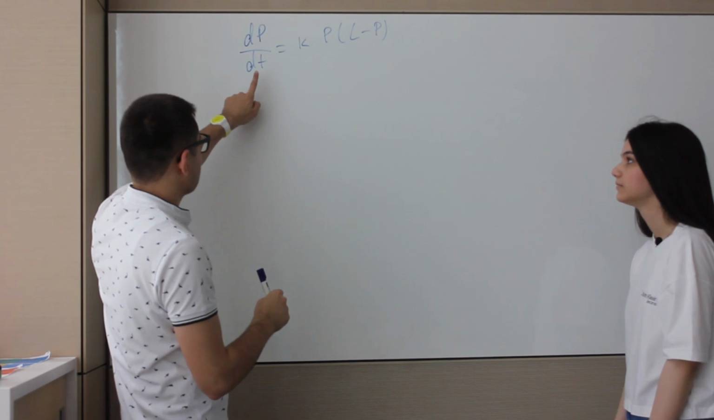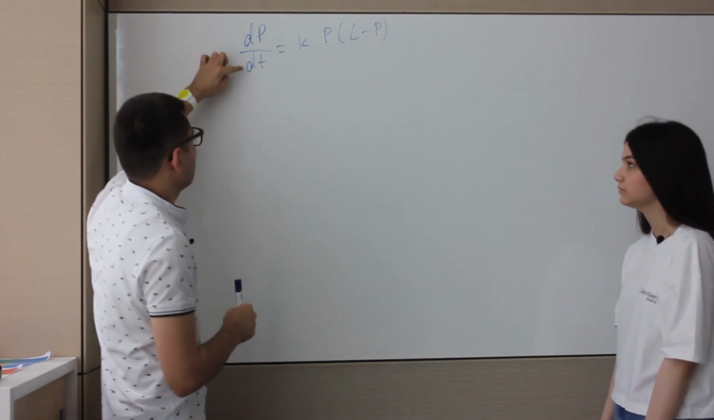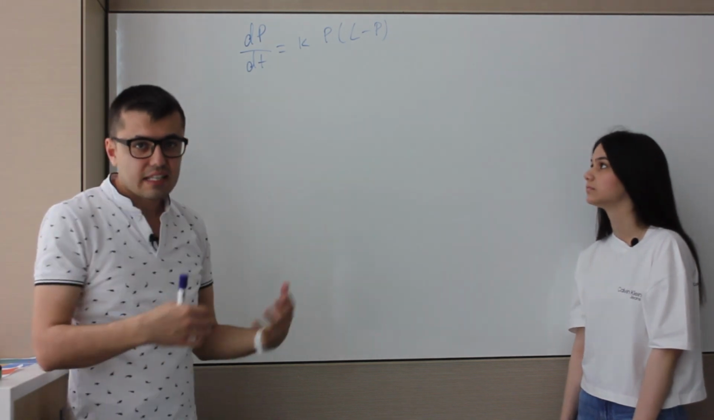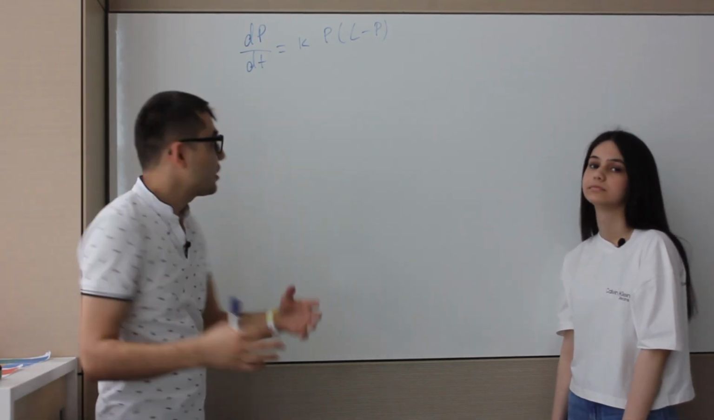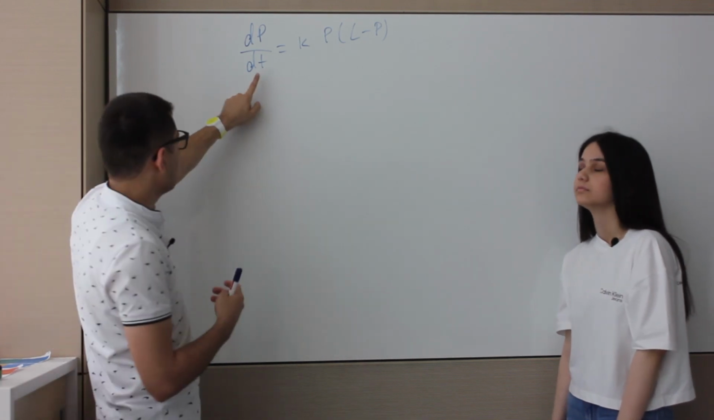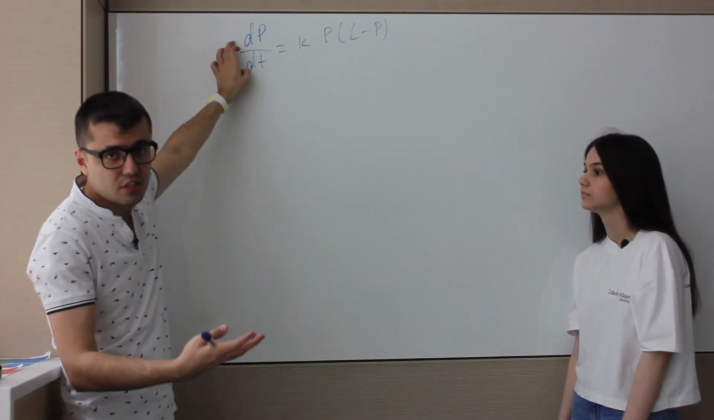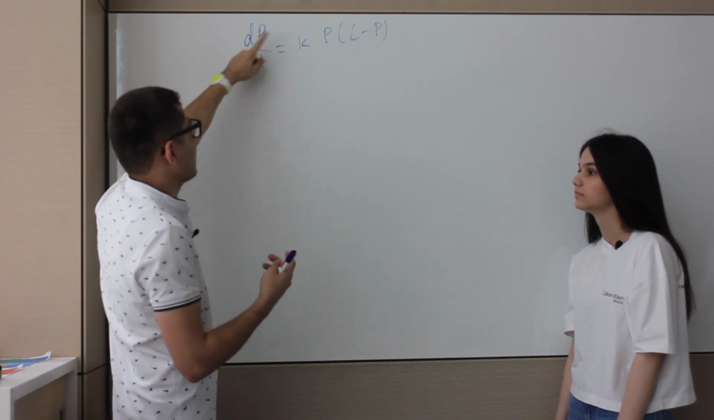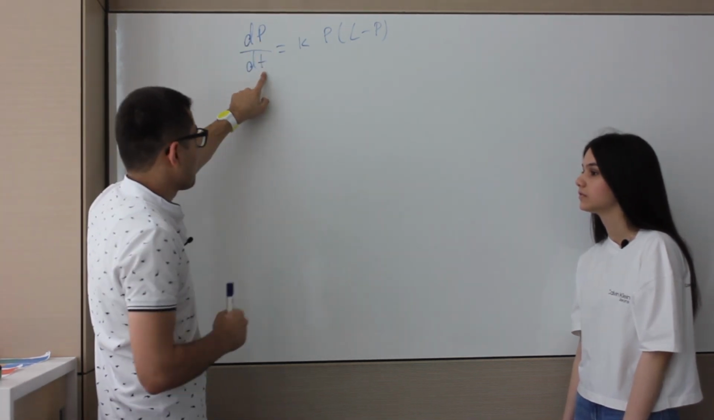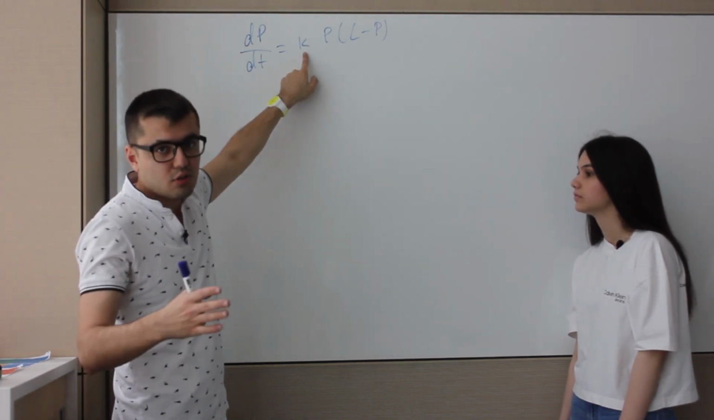So first of all, let's start with this one, dP over dt. That's kind of slope. We've covered it in the previous series. That's just the rate of change of the population per unit of time. Don't worry about these, it's just a notation. It just means the rate of change of the population per unit of time. k is just the constant of proportionality.